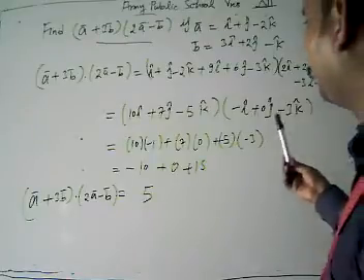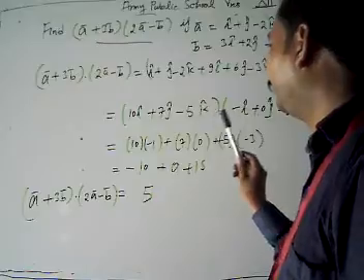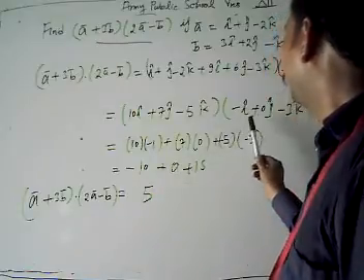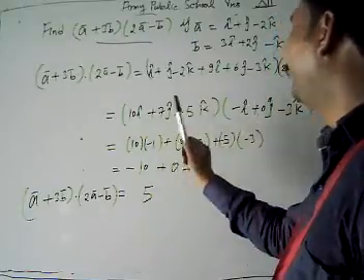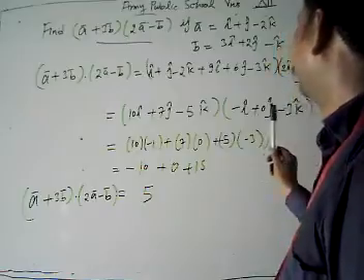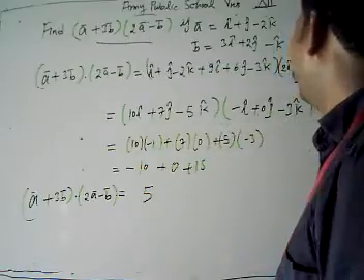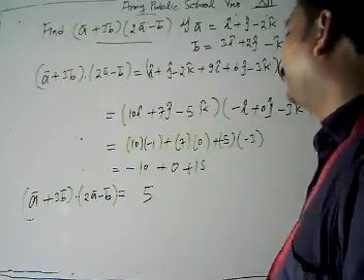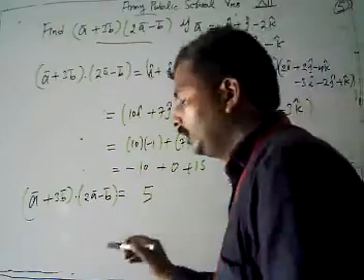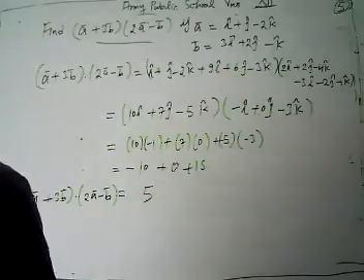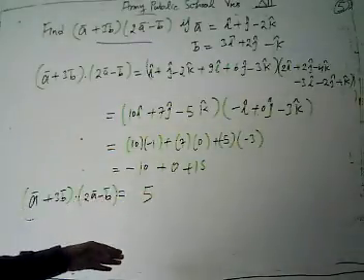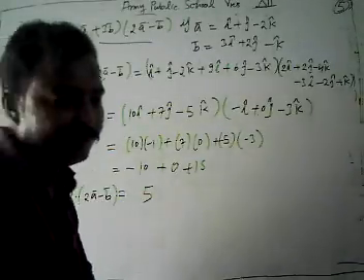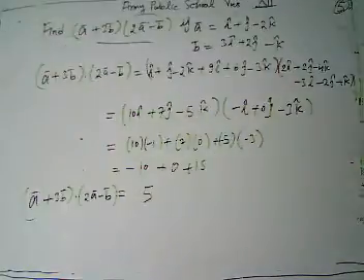Then we have to take the product. Then 10 into minus 1, we get minus 10. Then 0 into 7, we get 0 there. Then we have minus 5 into minus 3, then we get plus 15. Then we get the value of this: vector a plus 3b dot 2a minus b is equal to 5. This is our required answer. Now look up.